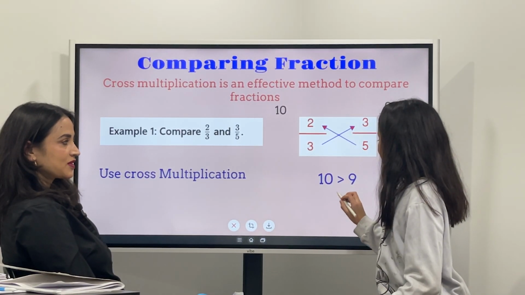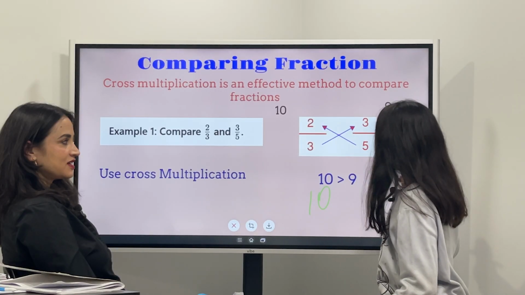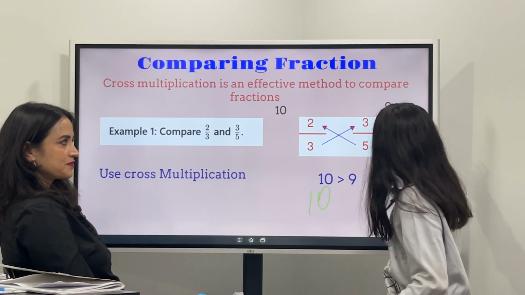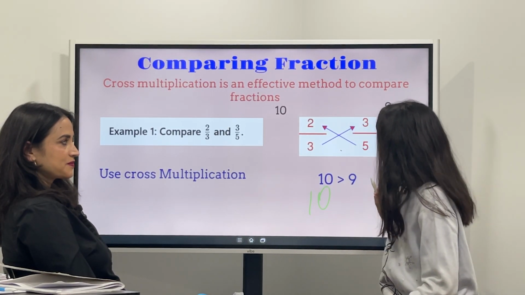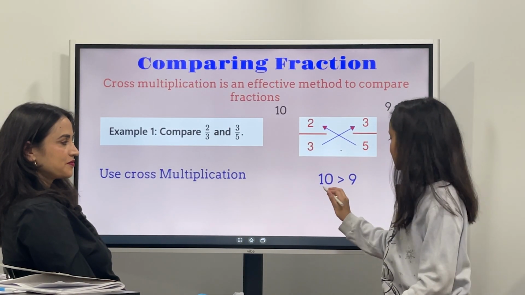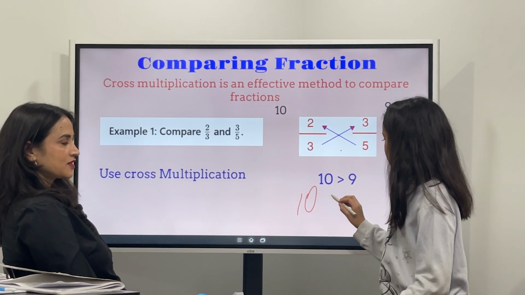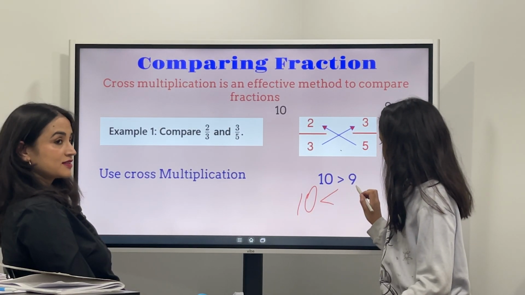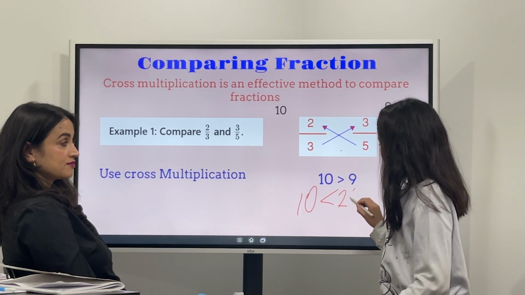So let me just write the same. Use the darker shade. I'll use red. Okay, wait. Let me just erase this really quick. So 10, and then I'll do this, and 20.